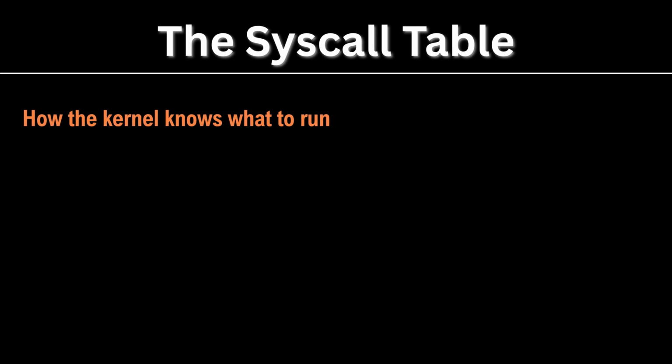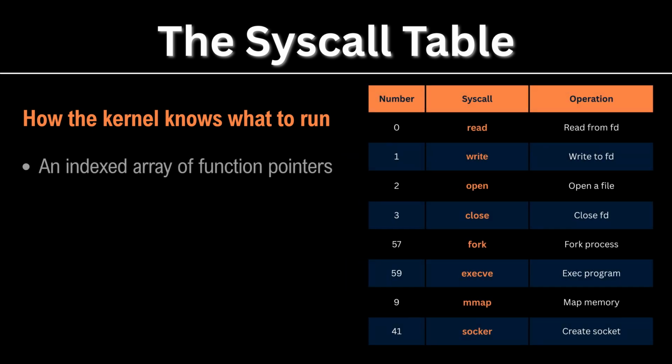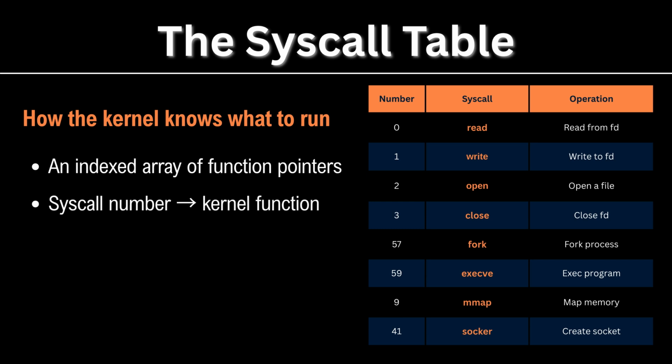How does the kernel know which function to call? Through the system call table, an indexed array of function pointers. The system call number is just an index into that table. Number 0 maps to read, number 1 maps to write, number 2 maps to open, and so on. On a typical Linux system, there are roughly 350 entries in this table. The kernel looks at the number in the CPU register, calls the function at that index, and that's it. It is just a simple table lookup.